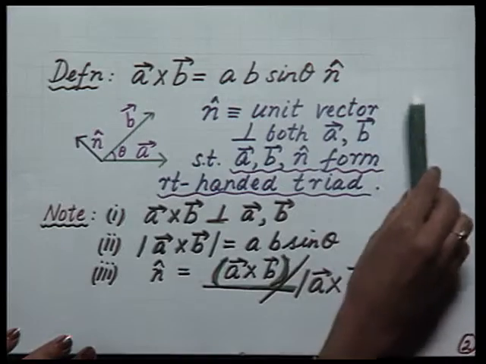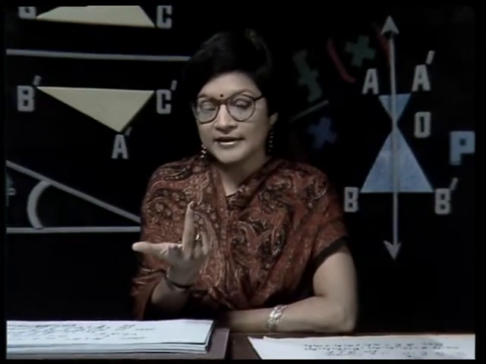What does that mean? That means that if I take my thumb, forefinger and middle finger of the right hand, put my thumb along A, my forefinger along B and hold my middle finger at right angles to A and B, then the unit vector n lies along the middle finger. This is also the way in which a right-handed screw would move when rotated from A to B.